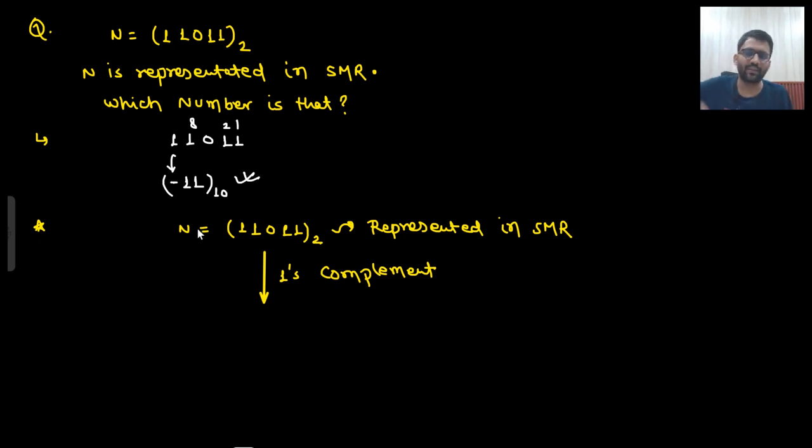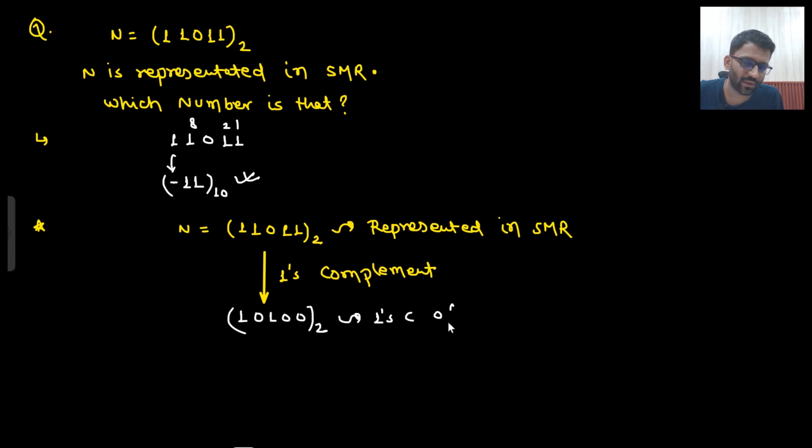This is a note. This number is given which is represented in sign magnitude representation only. Now I need to take one's complement of that. It is represented in sign magnitude representation, that means this MSB will be as it is. If I am taking one's complement of that, 1 will be 0, this will be 1, and this will be 0. So this will be one's complement of n.